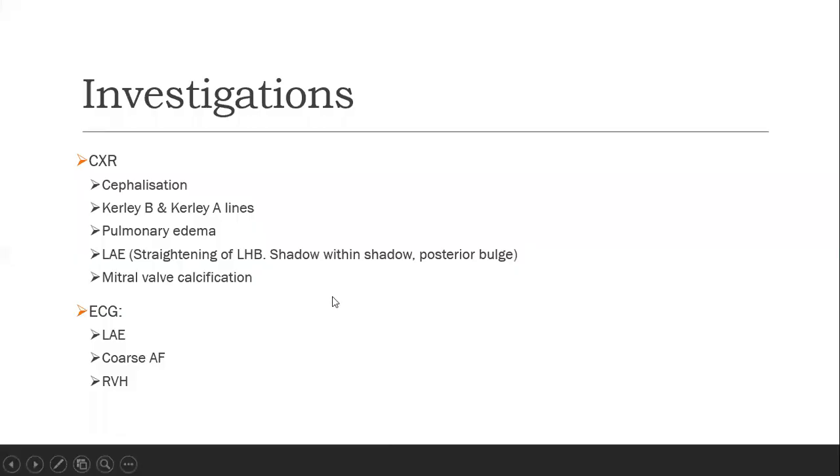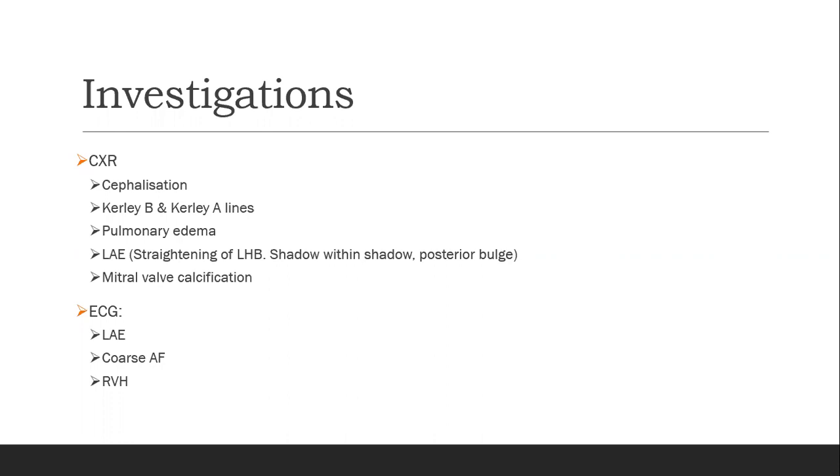So I'll just tell the findings which I told you. The mitral valve is stenosed, so the left atrium has to dilate to pump blood. So there will be left atrial dilatation. We have a feature in left atrial dilatation, which is called a straightening of the left heart border, shadow within a shadow. And in the lateral view of the X-ray, we have a posterior bulge of the left atrium. I'll explain it with the diagram.